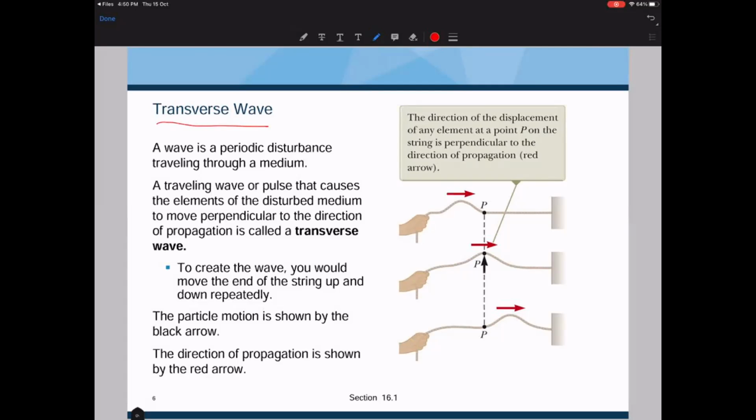So the particles are moving up in this case, or maybe you move it down later, or maybe not. In that way, particles are moving up and down. Energy transmission, on the other hand, is in the direction perpendicular to the particle motion. So that is the idea of the transverse wave. Particles in the medium are moving in the direction perpendicular to the energy transmission. This is the transverse wave.